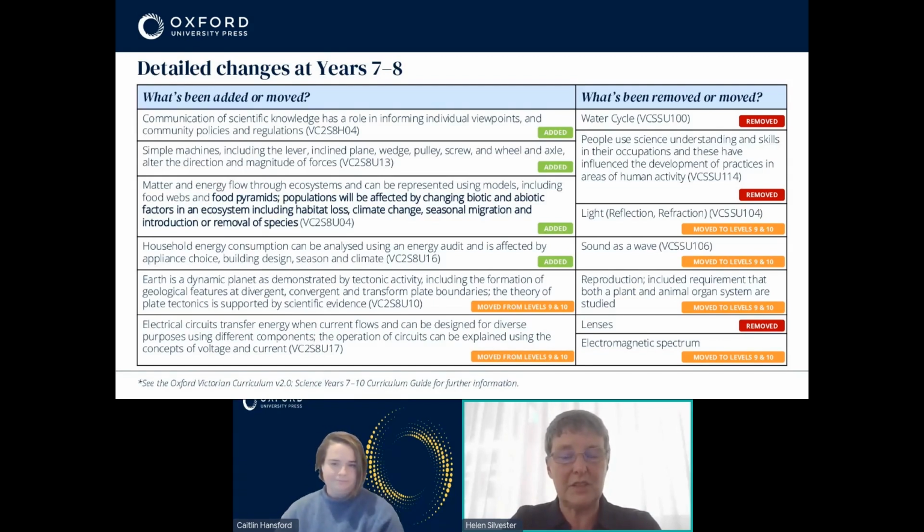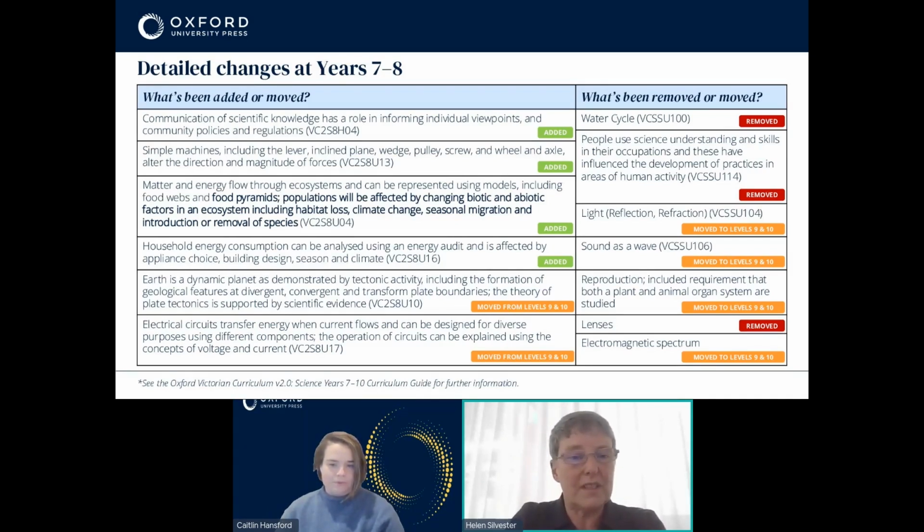Reproduction we used to teach as part of Year 8 biology, along with the cardiac system, the respiratory system and digestive system. That's now been shifted to Year 9 and 10, and I'll tell you a little bit more about that when I get to the 9 and 10. Lenses has been removed completely. That was partly under the light, and the electromagnetic spectrum, which was part of that light and sound, has also been moved to Year 9 and 10.